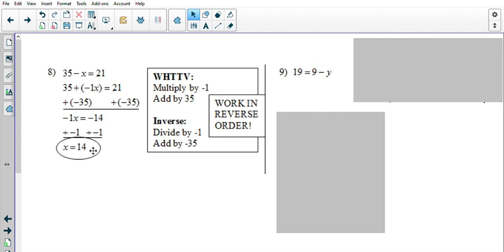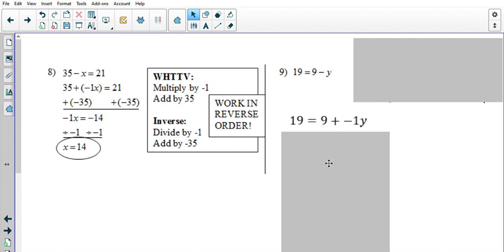It's really important that you do not try to add 35 to both sides. If you don't add the opposite, I see students who will say, oh, there's subtraction, I just have to add 35 to both sides. But you're not subtracting 35 from x, you're subtracting x from 35. There is a difference because subtraction is not commutative. So let's look at one of these, and then I have one for you to try independently. So number 9, I would definitely suggest starting by rewriting this as 9 plus negative 1y.